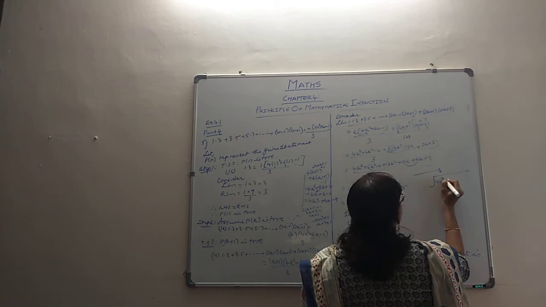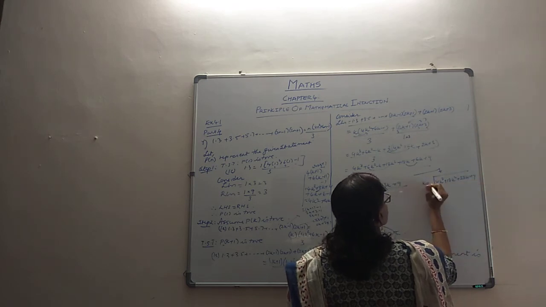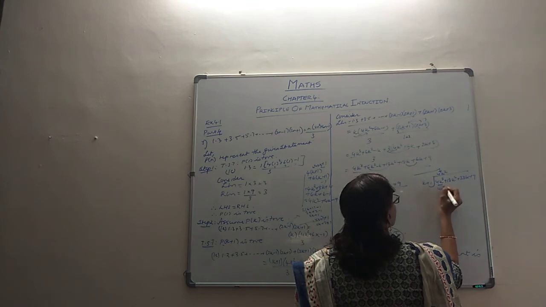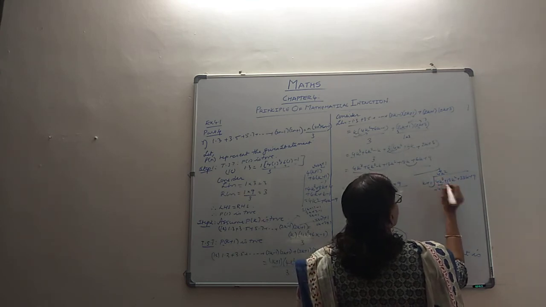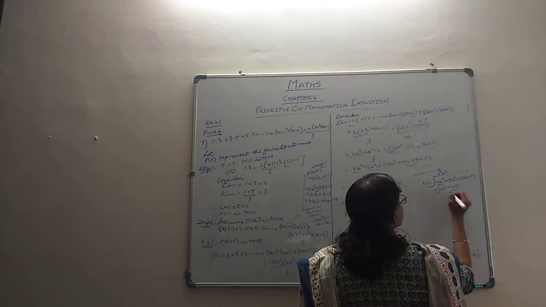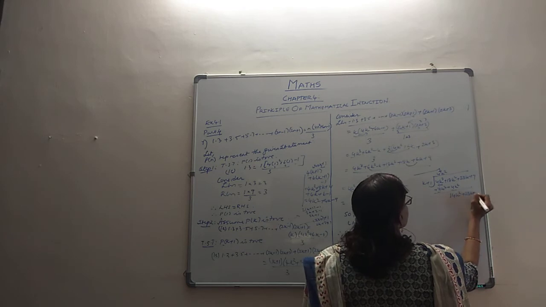4k cube plus 18k squared plus 23k plus 9. Let's try and divide with k plus 1. The quotient here is 4k squared. So 4k cube, when we multiply it, 4k into 1, it is 4k squared. Changing signs, this is going to be 14k squared. And the 23k comes down, plus 9.